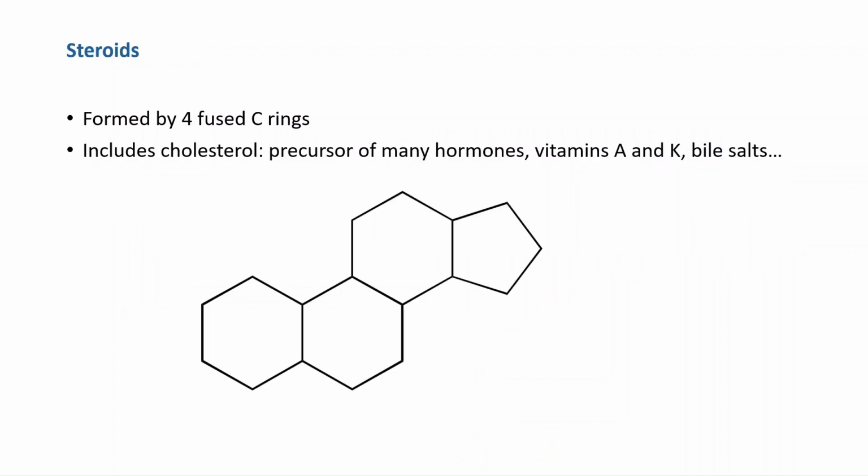Steroids, they can be recognized by those 4 fused rings. There will be, depending on the steroid, different things hanging from there, but they all have those 4 rings. Many hormones are steroids, a number of vitamins are, and bile salts necessary for digesting fat, those are steroids.